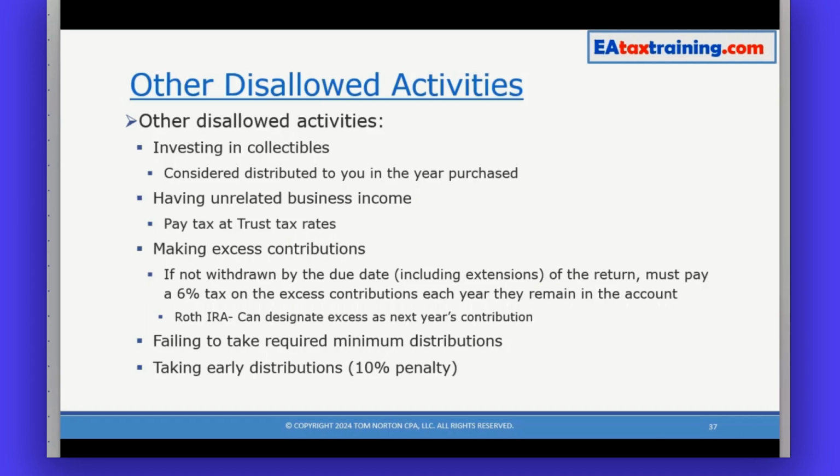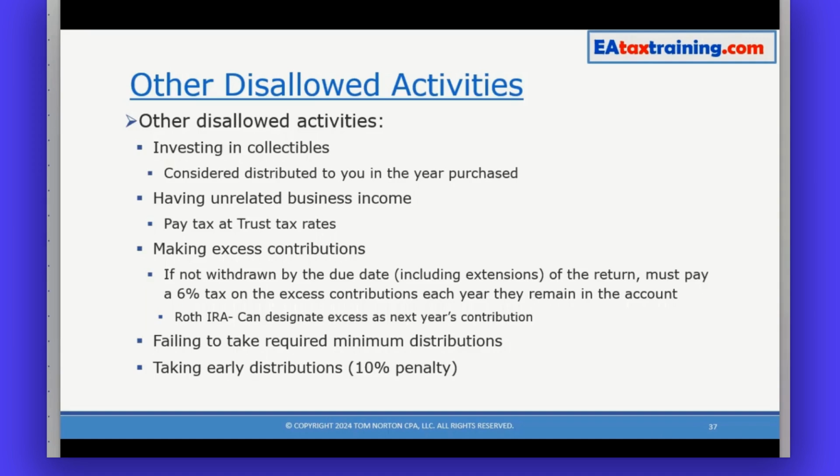So maybe you make the excess contribution 1 year and you don't realize it until a couple of years later. Well, you should still go ahead and withdraw those excess contributions so that you don't have to keep paying this 6% tax, but you will have to pay the 6% tax for the year or years that those excess contributions remained in the account.